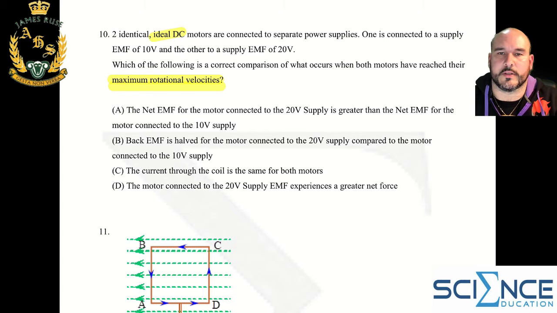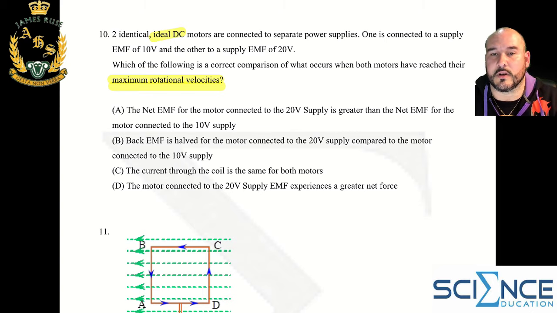Maximum rotational velocity, what does that mean? That means that it's spinning at a speed, assuming there is no load on the motor, where the back EMF is equal to the supply EMF. Therefore, the net EMF is 0. Same thing for the 10 volt. 10 volt supply in, it'll keep spinning until it gets 10 volts back, therefore the net EMF is 0. So the net EMF is actually 0 for both motors. Therefore A is incorrect.